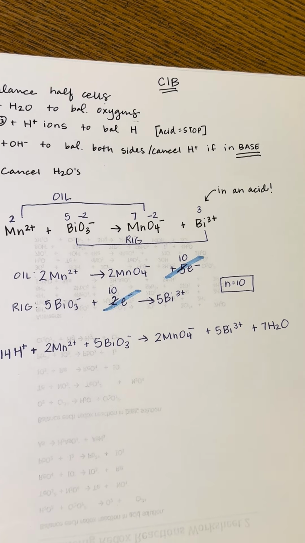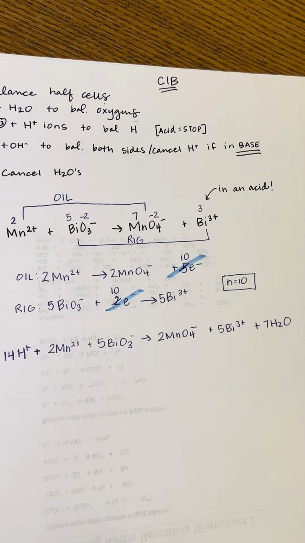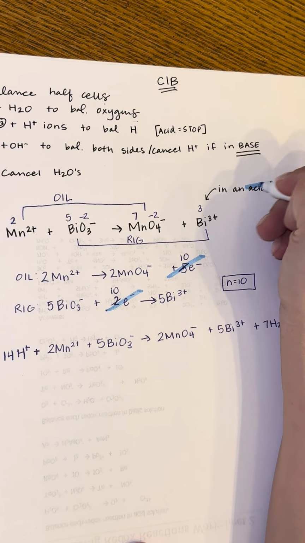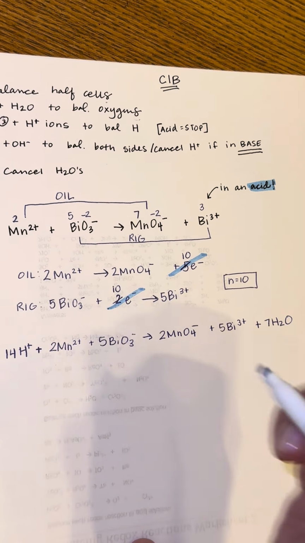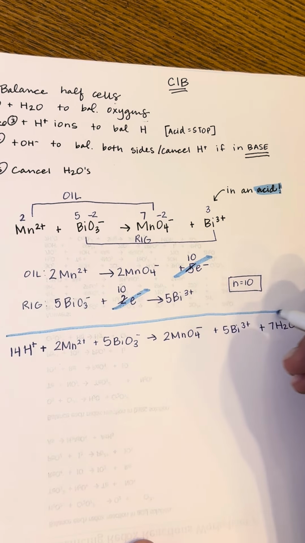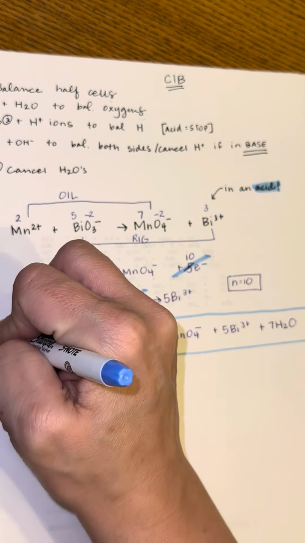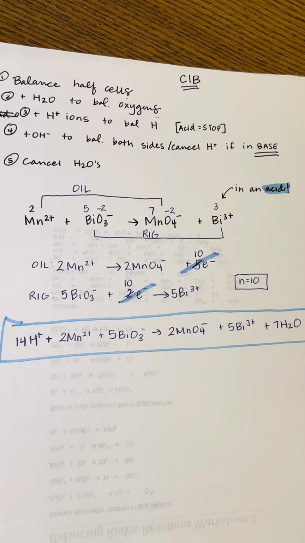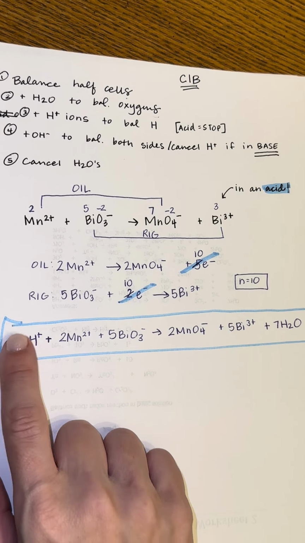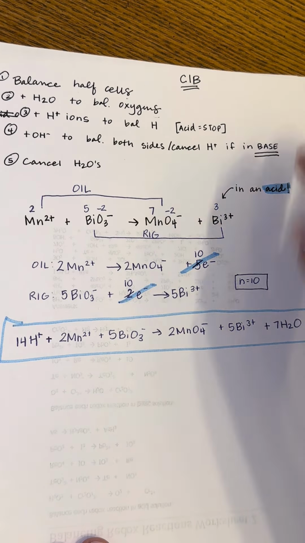Now notice it told you you were in an acid right here, at the very beginning. When we're in an acid, stop. You are done. This is your final answer. This is the balanced redox reaction in an acid. If it was a base, we would keep going, but it's not, and we can see it's in something acidic because we have all those hydrogen ions.